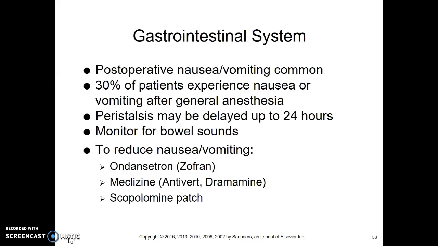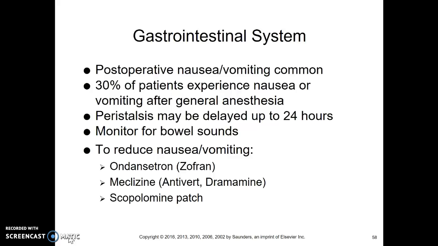They also assist the gastrointestinal system. About 30% of patients that have had general anesthesia will have nausea or vomiting symptoms. Anesthesia pretty much ensures that the peristalsis of your guts really slows down to a halt, and so that may be delayed for up to 24 hours. They're going to monitor patients for bowel sounds, and also, once you start to hear bowel sounds, are they then having flatulence and passing gas, because that's a sign of lower bowel function as well.